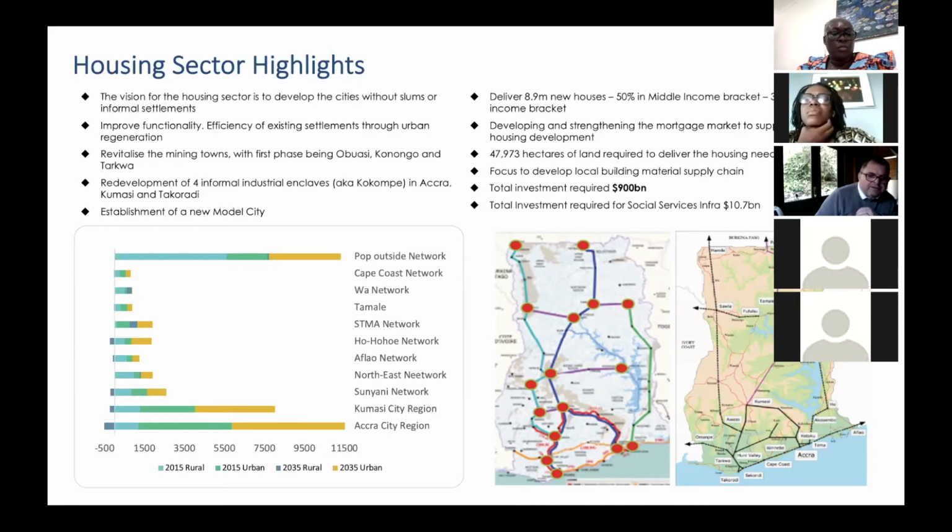Now, in addition to developing the housing, there are obviously requirements for additional social services such as police stations, hospitals, and schools. Within the plan they're identifying a further $10.7 billion required to deliver that, with about 14 new regional hospitals to be built during the life term of this particular infrastructure plan.